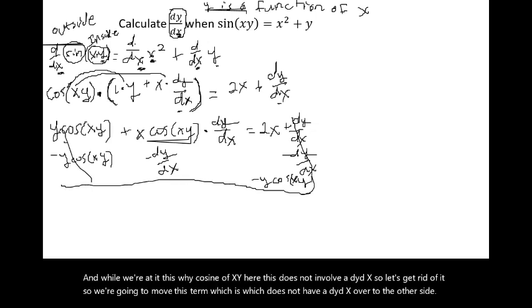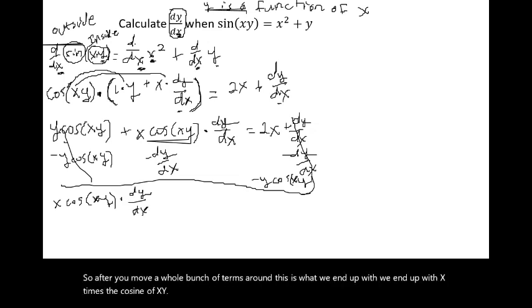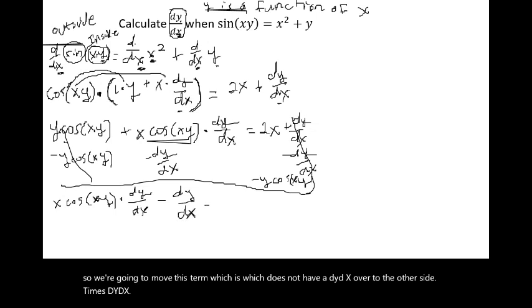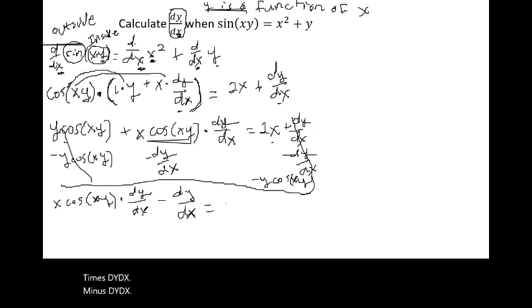After you move a whole bunch of terms around, this is what we end up with: x times the cosine of xy times dy/dx minus dy/dx equals 2x minus y cosine of xy. So at least all of the dy/dx's are on one side of the equation, and anything that did not have a dy/dx moved onto the other side.